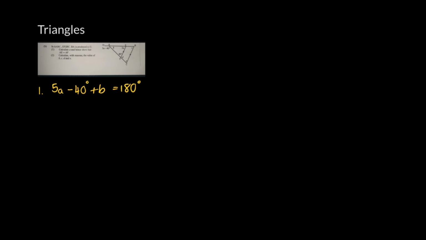Now you can either write supplementary angles or you can write angles on a straight line. Remember, we have to give reasons for all of these. Angles on a straight line. Therefore, what we're going to get for B, which is inside the triangle, is B is going to equal 180 degrees minus 5A plus 40 degrees. Now we can rewrite B. This is going to be equal to 220 degrees minus 5A.